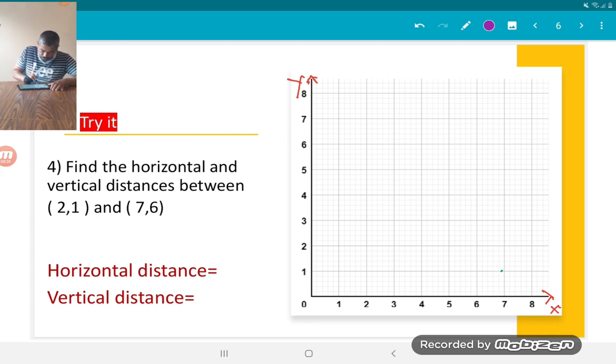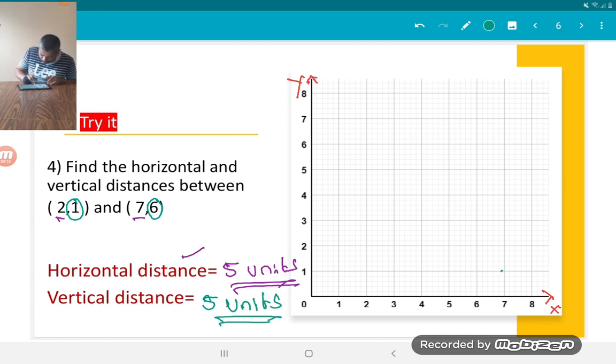So if you need to find the horizontal distance, we have to find the difference of x coordinates. Am I right? So we have to find the difference. Yes, 7 minus 2. What is the answer we will get? 5 units. Yes. If we need to find the vertical distance, we have to find the difference of y coordinates. So that is 6 and 1. We have to find the difference. What is the difference? That is 5 units also. 6 minus 1. 5 units. And I hope you understand this one.